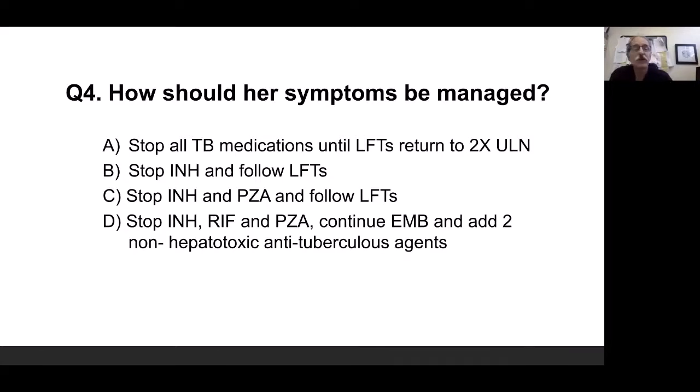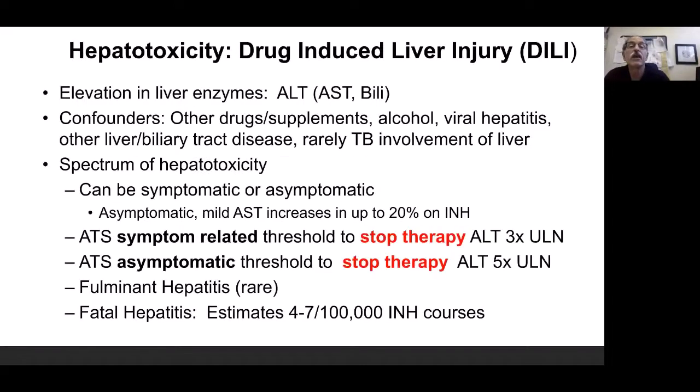So let's talk a little bit about hepatotoxicity. Here we go. So the technical term for hepatotoxicity is drug-induced liver injury, which would be elevation in liver enzymes, and usually the one we follow is the ALT, but the others can be elevated as well, and it's very rare that we just get a single ALT value. We talked about confounders earlier, but other drugs, supplements, alcohol, underlying liver and biliary disease.